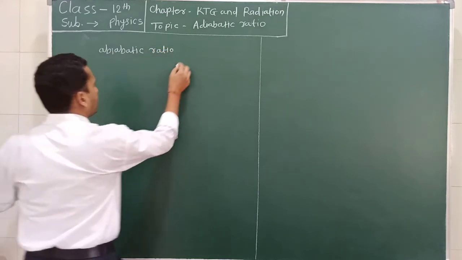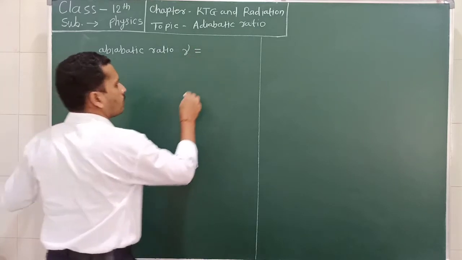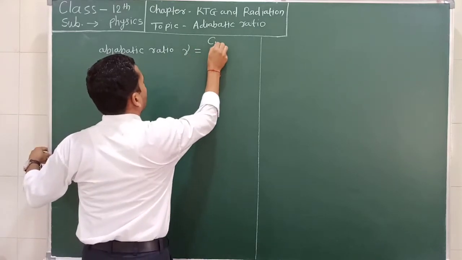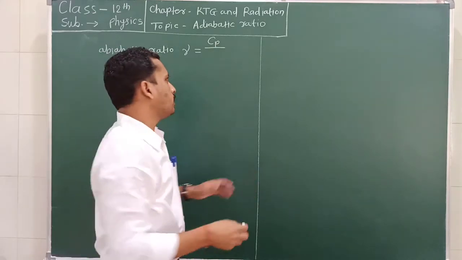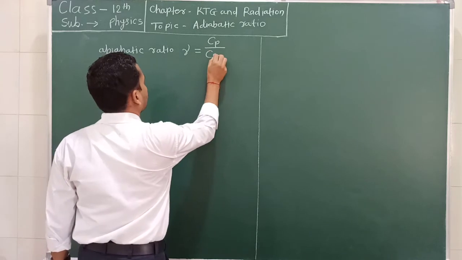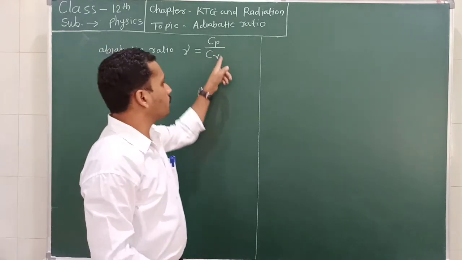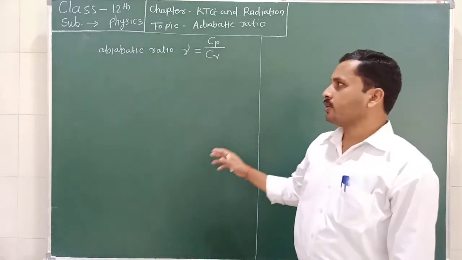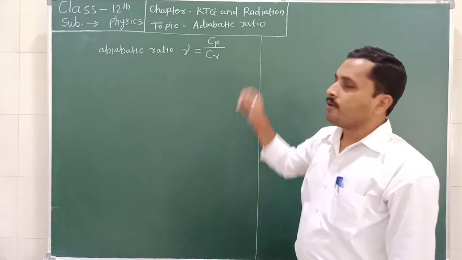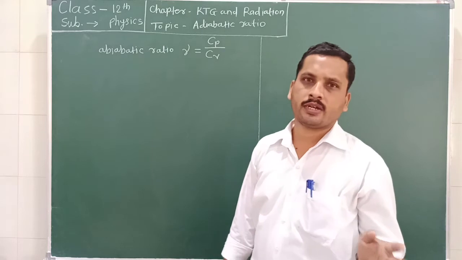This adiabatic ratio is denoted by gamma, and this gamma is equal to the ratio of molar specific heat at constant pressure to the molar specific heat at constant volume. So this adiabatic ratio gamma is equal to Cp divided by Cv. In this section, we are going to find the adiabatic ratio for monoatomic, diatomic and polyatomic gases.